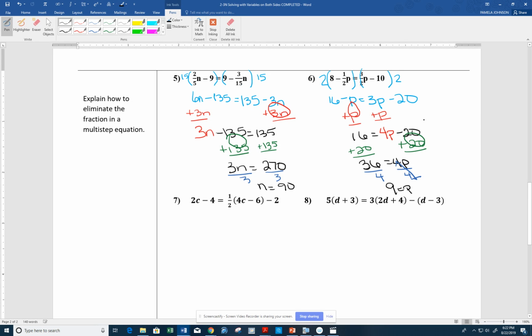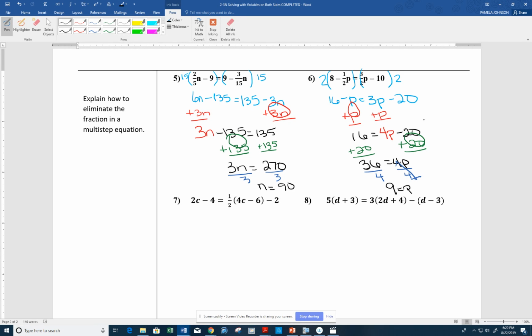All right. So on number 6, we multiplied by 2 to get rid of the fractions. Then we added p to both sides, and then added 20 to both sides, and that got variable on one side and constant on the other side. And then we divided by 4, and to get our final answer of 9 equals p.